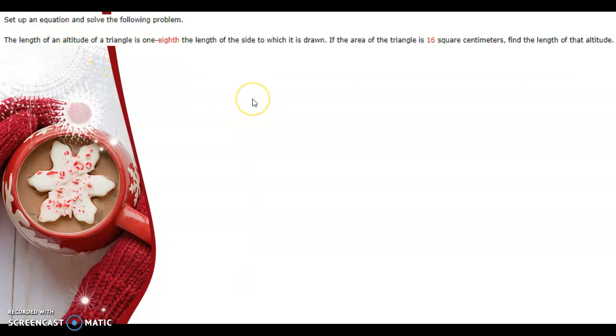So here's another rather tough question from our lesson today, lesson 3.5, where it's asking you to find the length of an altitude of a triangle. It's telling you that the length of an altitude of a triangle is 1/8 the length of the side to which it is drawn. So I'm going to stop there and draw myself a picture here because I'm so visual.